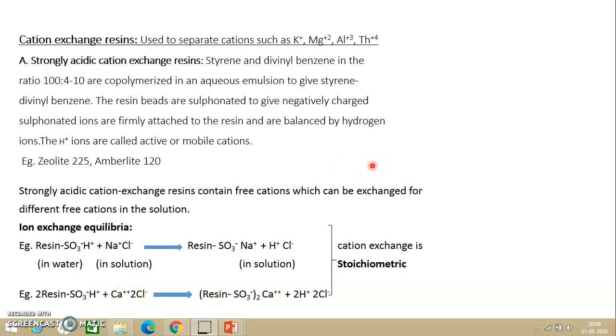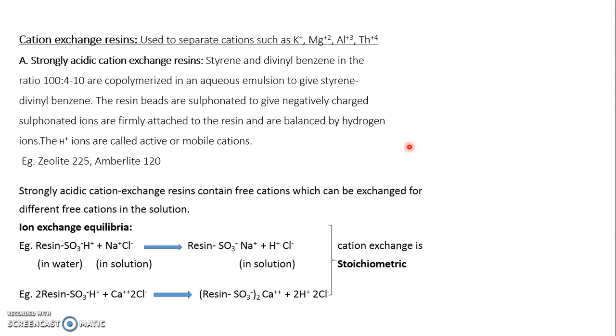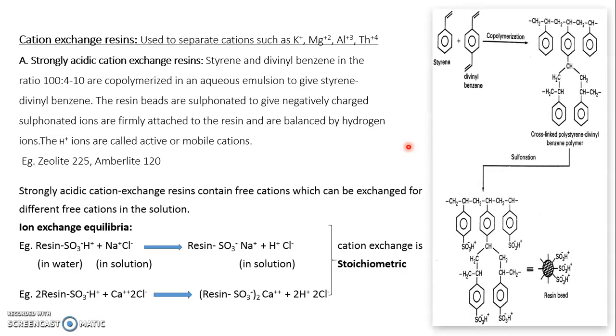Now let us see what is the typical structure of this resin that you are using. This is a resin, this is styrene and this is divinyl benzene. So it is copolymerized and then followed by a sulfonation reaction. At the end of it, the resin that you obtain will have a sulfonic acid group. This sulfonic acid group is actually responsible for the nature that is shown by the resin. So it's a strongly acidic cation exchange resin.